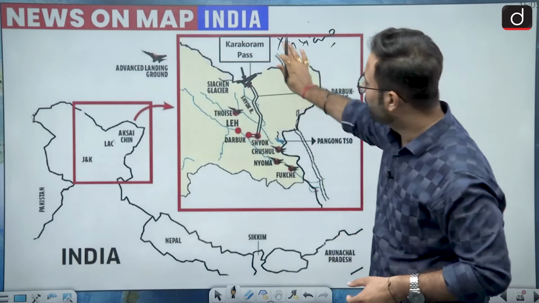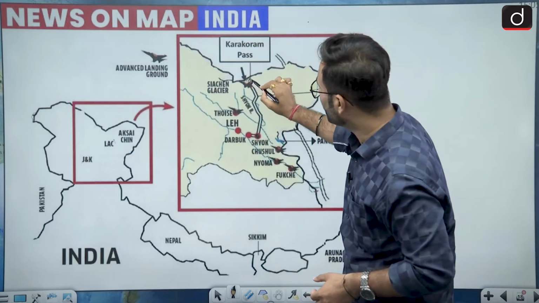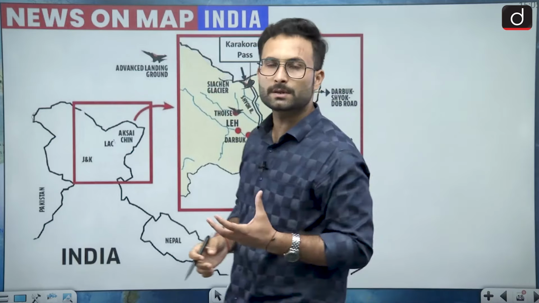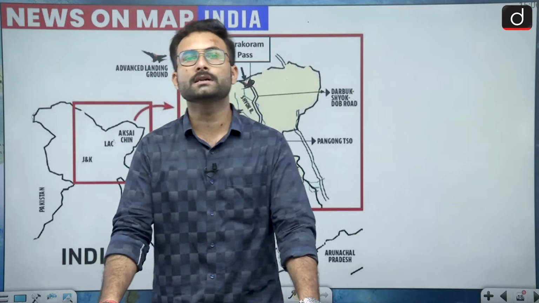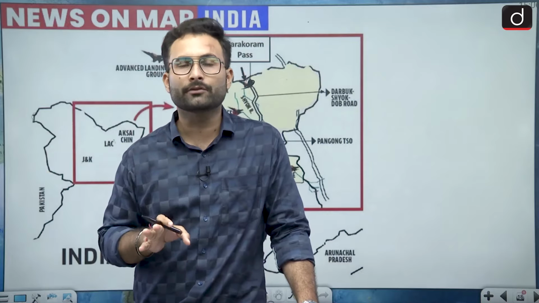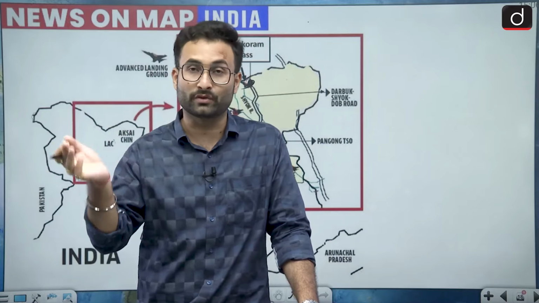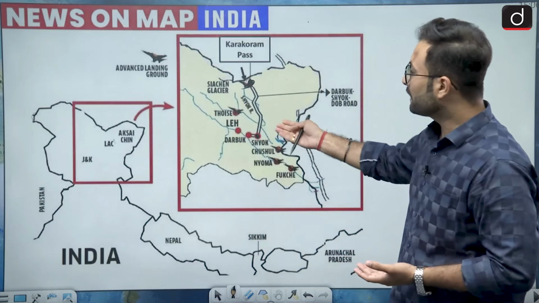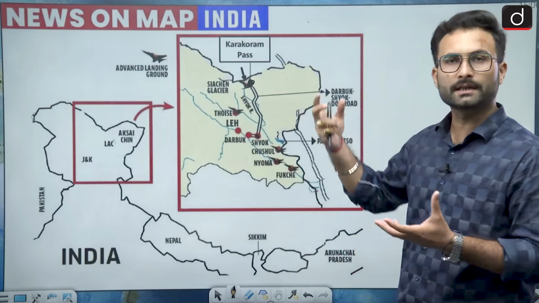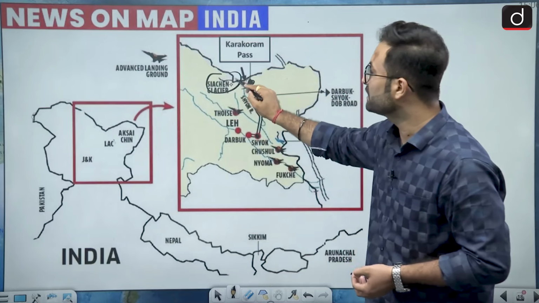Now in this particular area we have a plateau on which there is an airstrip, and that is Daulat Beg Oldie. Daulat Beg Oldie is important for us because it is the world's highest altitude airstrip, and it is used by the Indian Air Force to provide supplies there. That is why it is strategic for us. Other than that, these are areas like Darbuk Shyok, which we have already discussed various times. This is the area of the Siachen glacier over here.